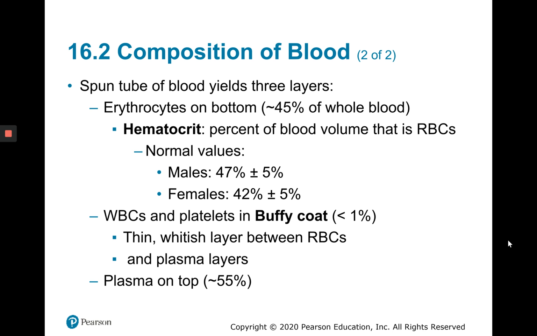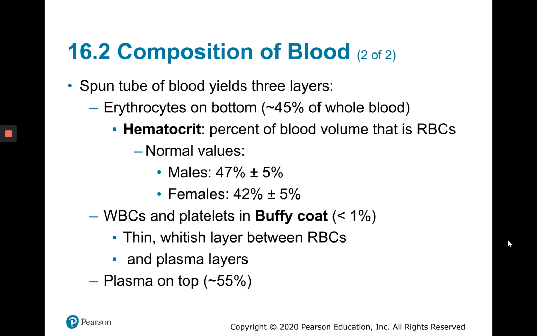If we were to look at the composition of blood, we would look oftentimes at a spun tube of blood. A tube of blood would be spun in a centrifuge, and because blood is a suspension, the components would filter out. The erythrocytes or red blood cells are the heaviest, so they would settle out on the bottom. That would make up about 45% of whole blood. That percentage of red blood cells that would filter to the bottom is the hematocrit, or percent of blood volume that is red blood cells for a sample.